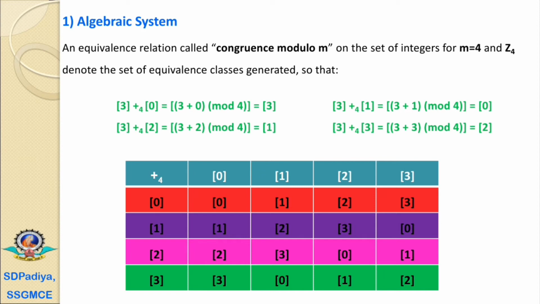In the pink, the third row, 2 plus 3 is 5 and 5 mod 4 is equal to 1. Now for the last row, which is in the green color, 3 plus 0, 3, 3 mod 4 is 3, 3 plus 1, 4, 4 mod 4, 0, 3 plus 2, 5, 5 mod 4 is 1, and 3 plus 3 is equal to 6, 6 mod 4 is equal to 2.